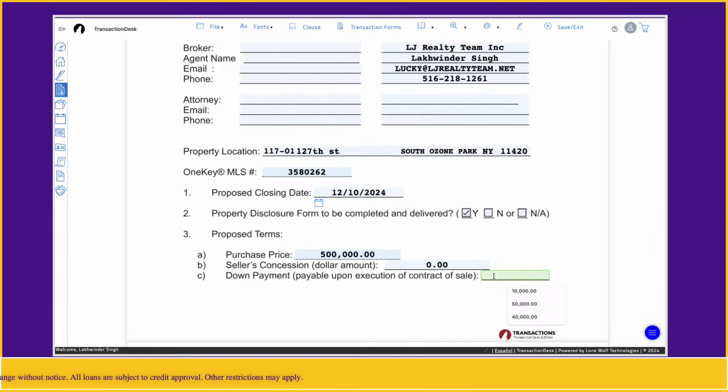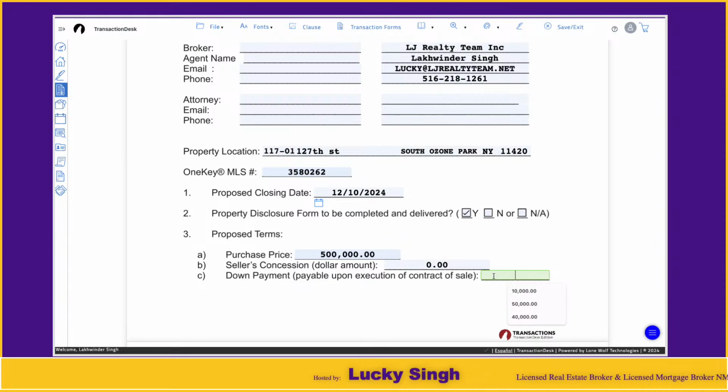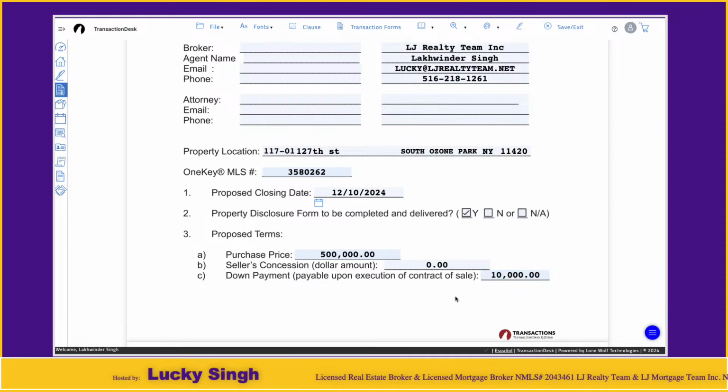For down payment, this is not the total down payment, but rather how much money you're going to put on the contract. Okay, so on the contract, what we see usually in this day and age, the lowest amount is around $10,000 for a single family. If it's a $1 million property, then they might ask for 2%, 3%, 4%, right, on the contract. This is not the total down payment, but rather what is going to be on the contract. Let's say for this example, we're going to put down $10,000. Okay.